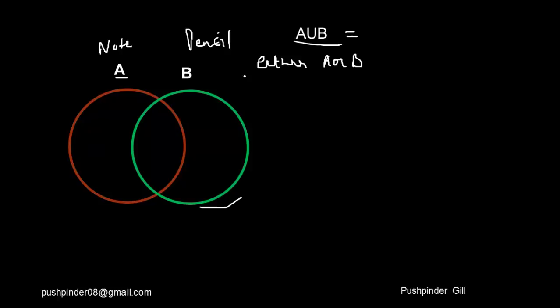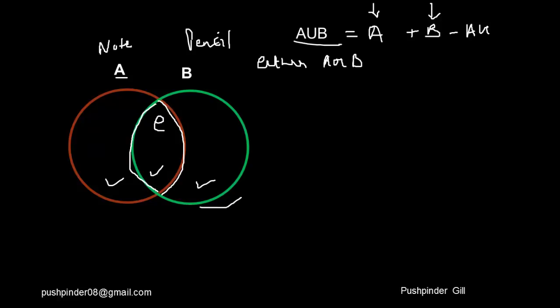Now let me do one thing. For A union B, I need this area once, this area once, this area once, because this is the whole A union B. So if I add A plus B, I have added A and B. Now let's look at this area, the area in which both of them are together. Let me denote it by E. So E has been added once here, and once here. That means E has been added twice, which means I would have to remove it once. If I remove it once, then I'll get the exact value of A union B. So that means A union B is equal to A plus B minus A intersection B, right? So I hope everyone is understanding. This is pretty basic stuff, right?